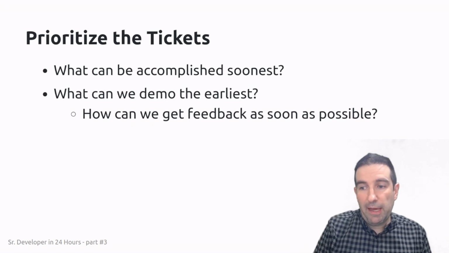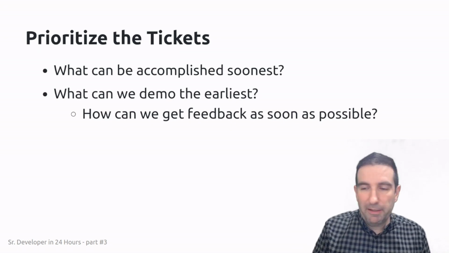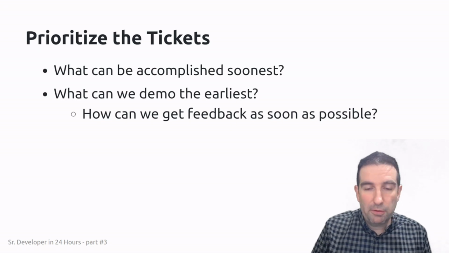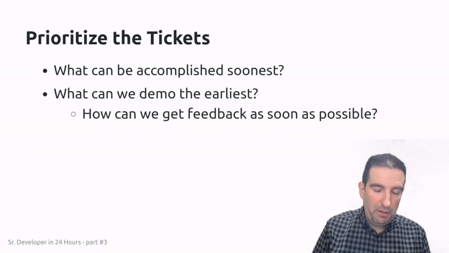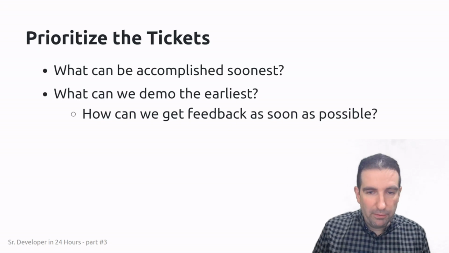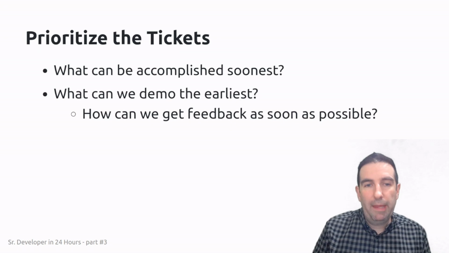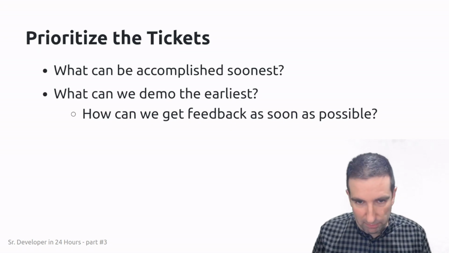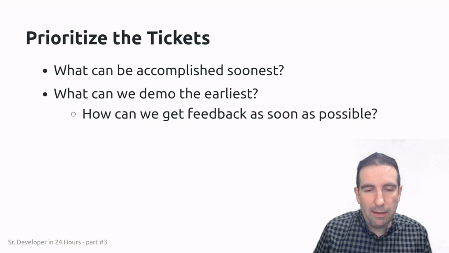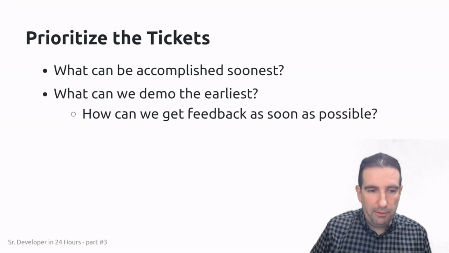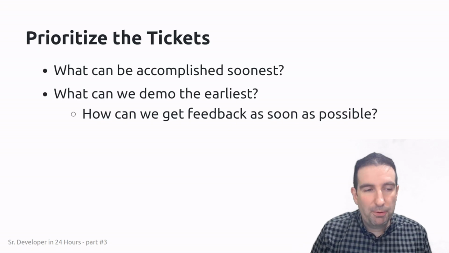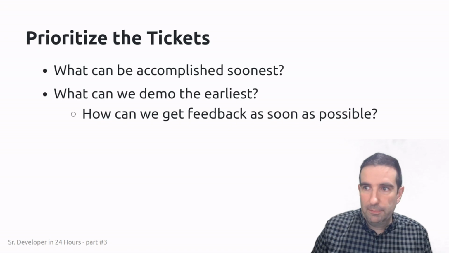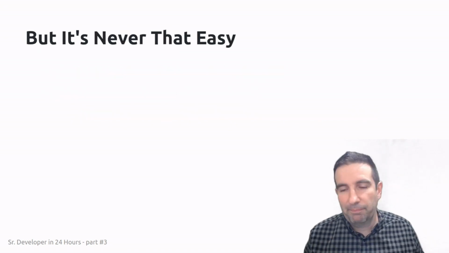So we want to avoid the case where we're building something for 3 months and then we show it to the user and say, hey, this is what we built. Is this what we wanted? Because if the answer is no, then we're going to have to figure out how we have to retrofit 3 months of work. On the other hand, if we can make a demo after each sprint, every week, every 2 weeks, we're going to get quicker feedback. And if we have to change things, because there's always something to change, we are going to have to do a lot less rework. So we want to prioritize the tickets to be able to get that feedback as soon as possible. But of course, it is never that easy.